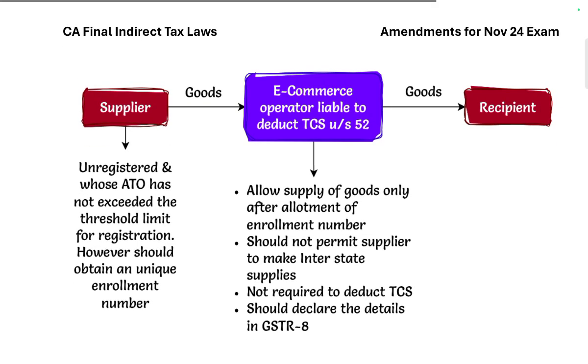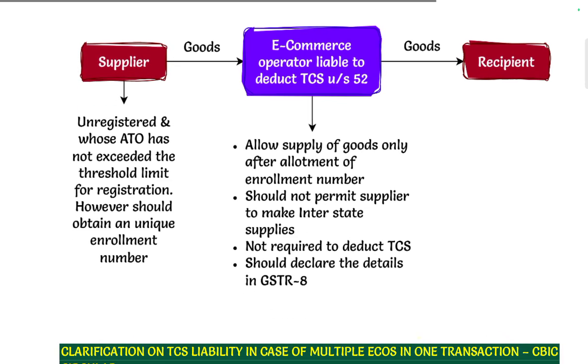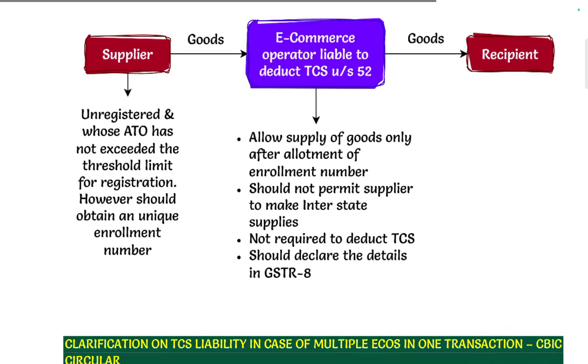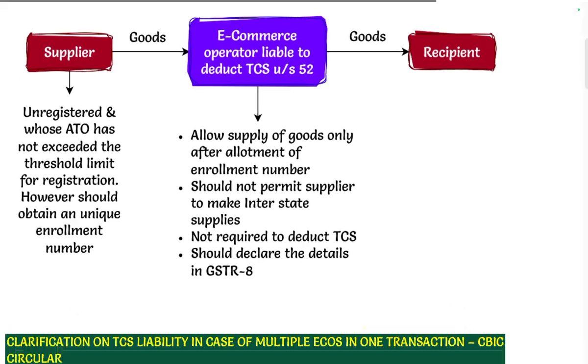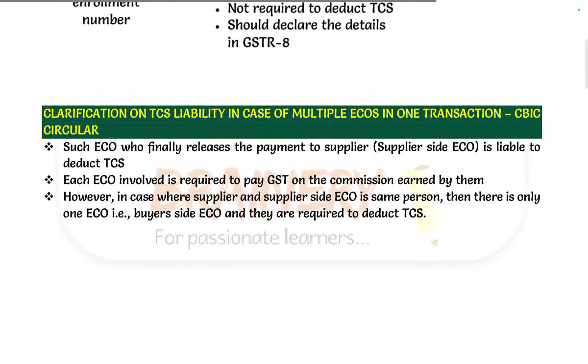The supplier is unregistered and the aggregate turnover has not exceeded the threshold limit of registration. However, he should obtain a unique enrollment number. The goods e-commerce operator shall be liable to deduct TCS under section 52 and allow the supplier to supply goods only after allotment of the enrollment number. The operator should not permit the supplier to make interstate supply, should deduct TCS if not registered, and should declare the details under section 8, and goods to the recipient.